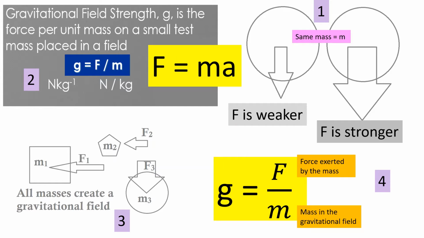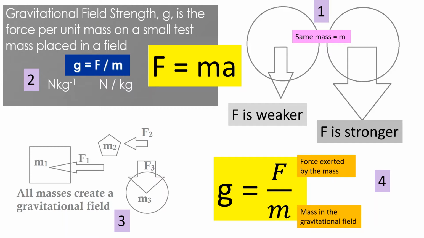All right, so if we look at this diagram here on the first slide, you've got two circles, and each of those circles represents a mass. Both circles have the same mass. If you look at the two arrows, the one on the right has a bigger area, and the bigger the area represents the bigger the force. So although both of them have the same mass, the one on the right has a bigger area, which would suggest that the force is stronger.